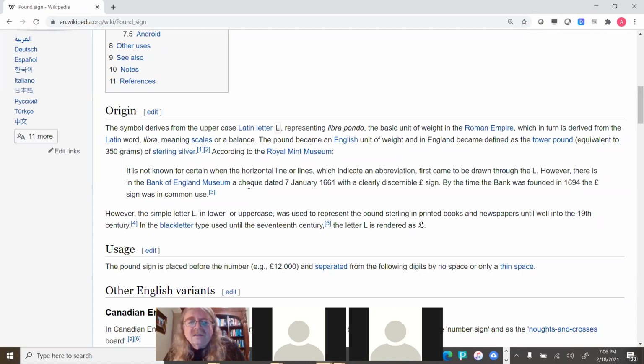According to, oh, I didn't see this. It is not certain when the lions. Huh, interesting. So the pound has a very interesting history. That's why I wanted to mention it here.